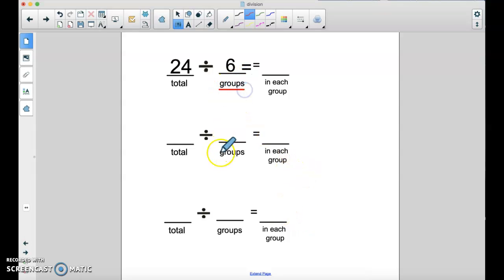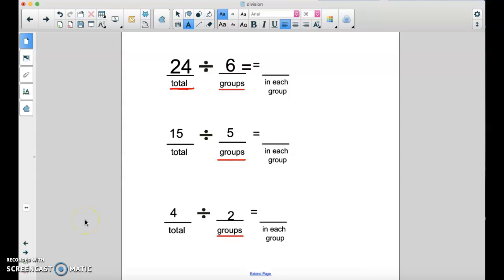Remember, the groups is how many groups you need to draw. The total is how many cards you have in your deck, and then you need to figure out how many you're going to pass out to each person. So I'm going to give you some problems, and you're going to do it on your paper.